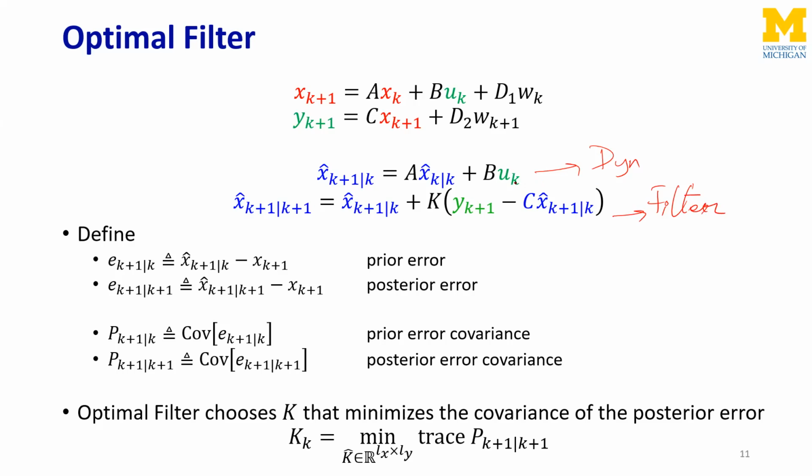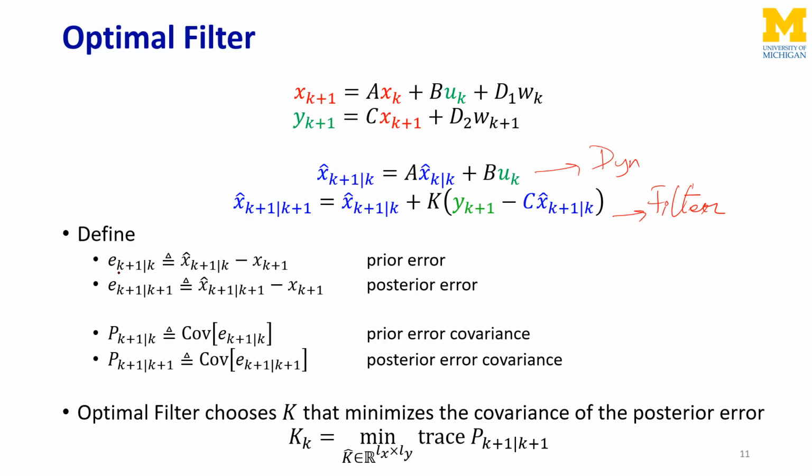And what we're going to do is define a prior error. Now, a prior error is going to be the difference between the state estimate at step k plus 1 and the true state at step k plus 1. Now, this is going to be the prior estimate, not the posterior estimate. So the prior error is the difference between the prior state and the true state. Similarly, the posterior error is going to be the difference between the posterior state and the true state.